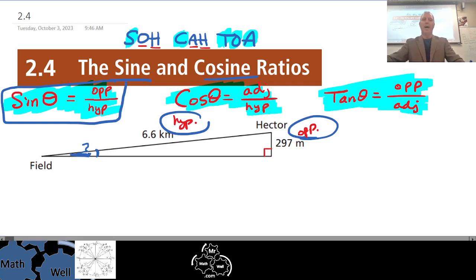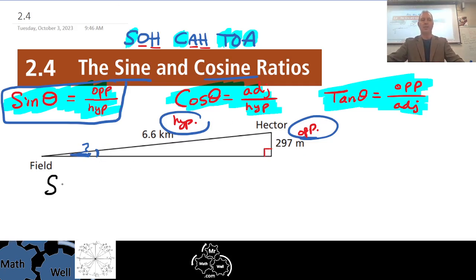So I have opposite and hypotenuse, so I'm going to go sine. Watch this. Sine of theta. The angle is unknown, so I'm going to leave my theta variable there, but I am going to fill in the other parts. So opposite is 297, and the hypotenuse, can I just write 6.6, or is that going to be a problem? It's going to be a problem.